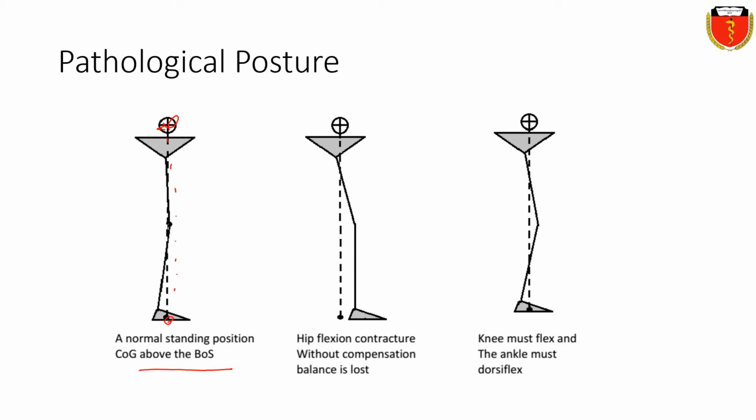But in the second picture, you can see that if the patient has a hip flexion contracture, it means that the hip joint cannot be extended as normal. It's in the flexion position. So in this position, without any compensation, the ground reaction force in relation to the center of gravity will fall posterior to the base of support, which causes posterior instability. So the patient will fall backward. In order to compensate for this deformity, the person will flex their knees in order to make sure that the center of gravity falls over the base of support.